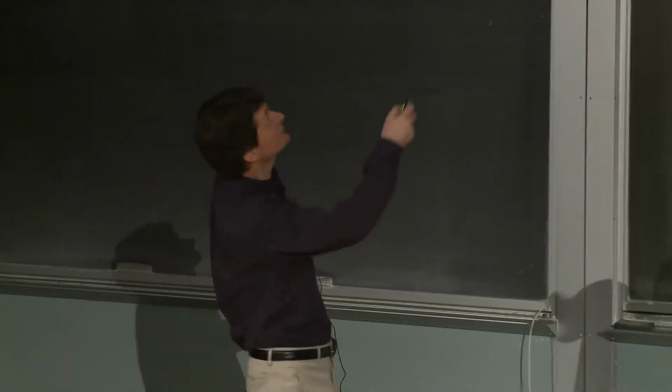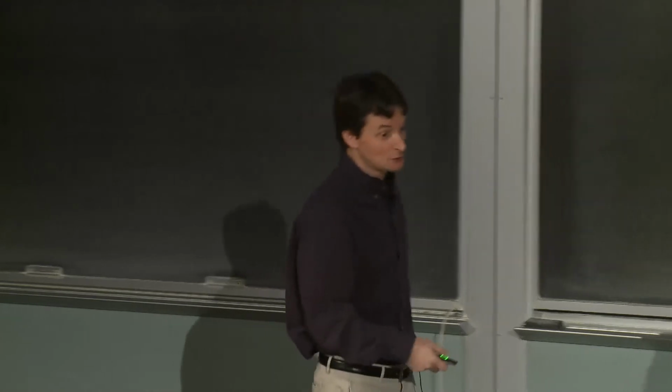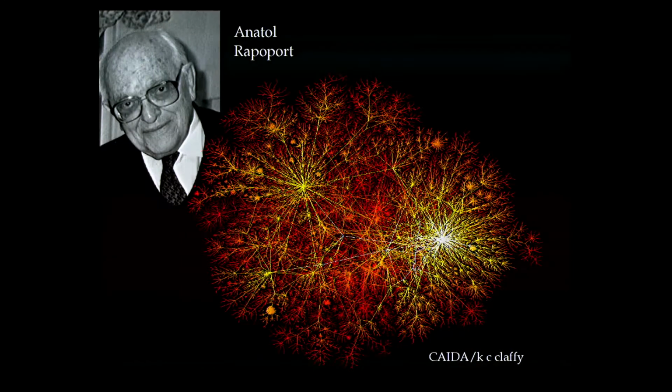Oh, incidentally, this was first studied by this chap here. His name's Anatole Rapoport. He was a professor here at the University of Michigan until the 1970s. A very influential guy, he did some important early experiments on friendship networks amongst school students in the Ann Arbor School District.